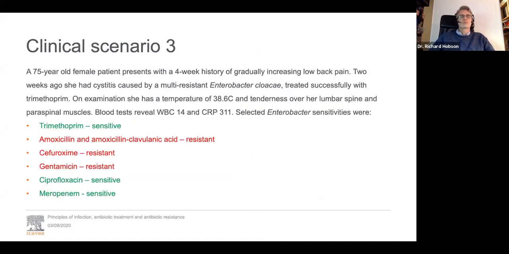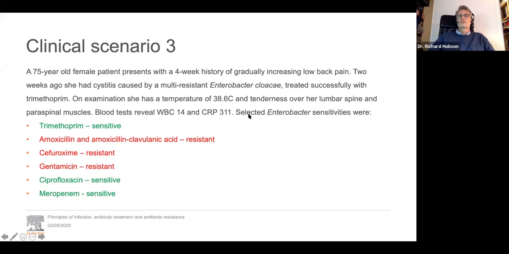Here we have the third clinical scenario to try and illustrate this. This is a 75-year-old woman who presents with a 4-week history of gradually increasing low back pain. Two weeks ago, she had cystitis caused by a multi-resistant Enterobacter cloacae, which was treated successfully with trimethoprim. On examination, she is febrile, she's tender over her lumbar spine and paraspinal muscles. There's nothing else. And her blood tests suggest she has some infection or inflammation.